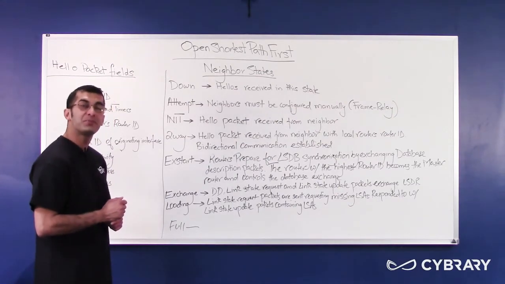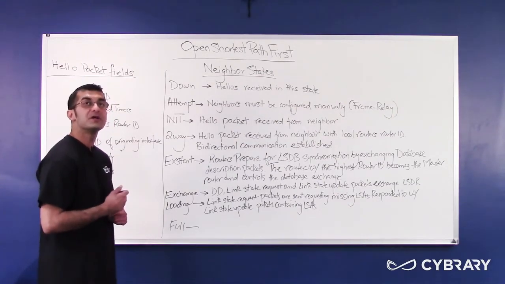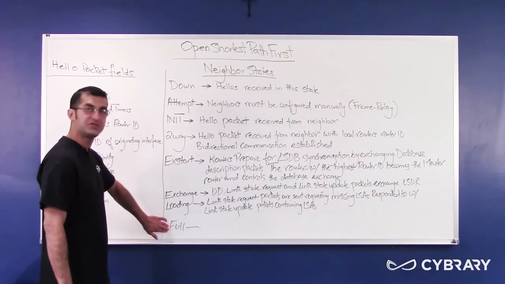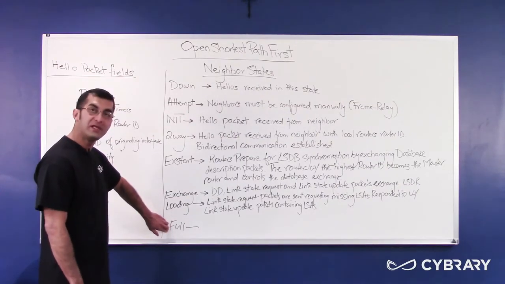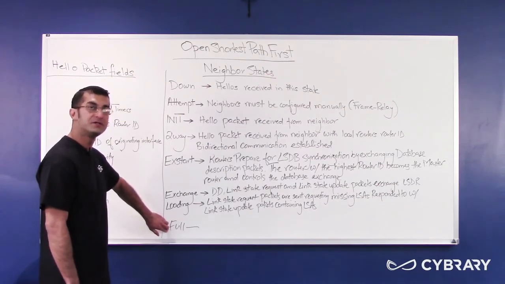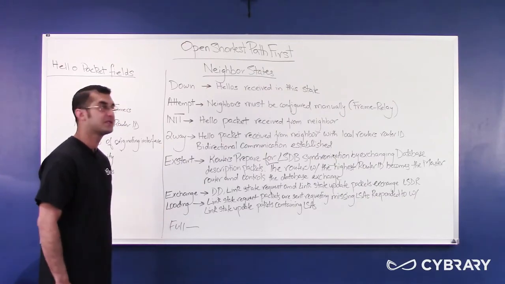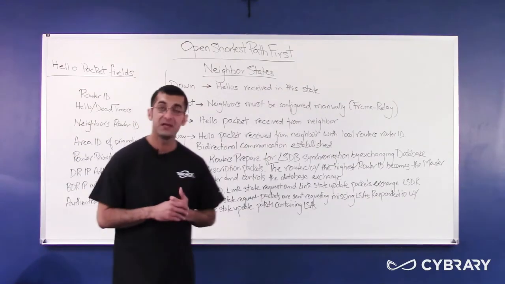Once this exchange is completely done and the two routers' databases are completely synchronized, you move on to the full adjacency, or you have fully exchanged your databases with each other, so you are in the full state. This ends the neighbor state machine lecture.